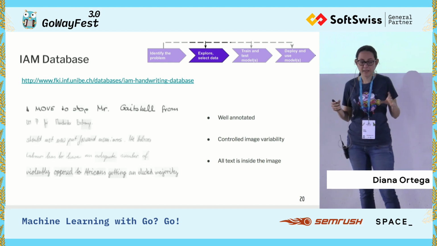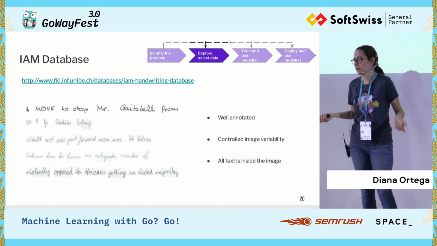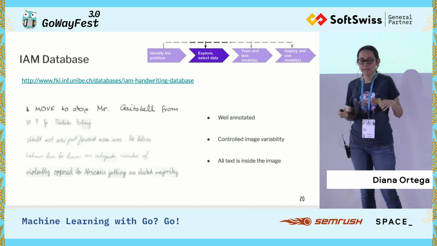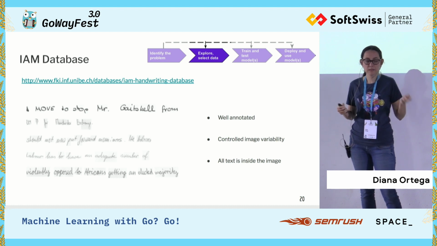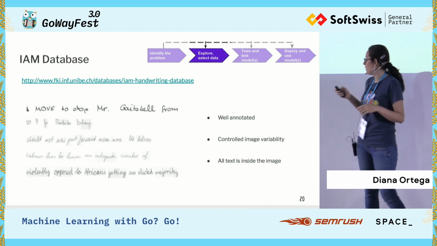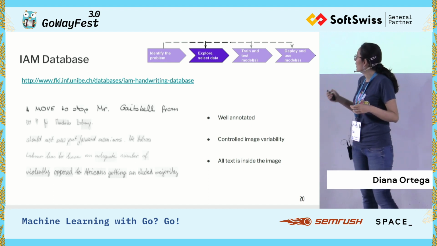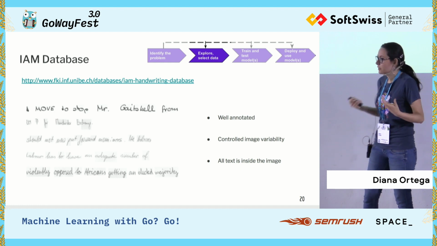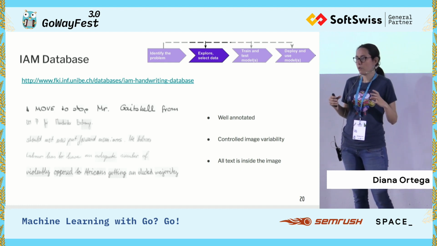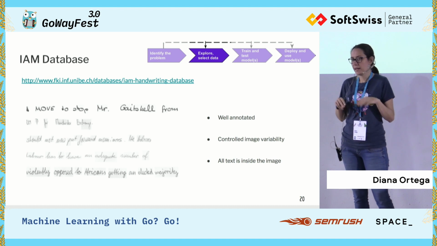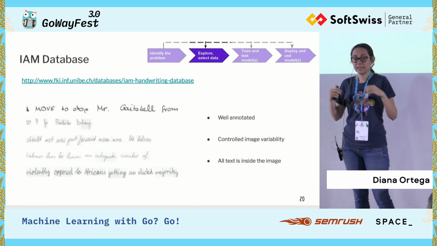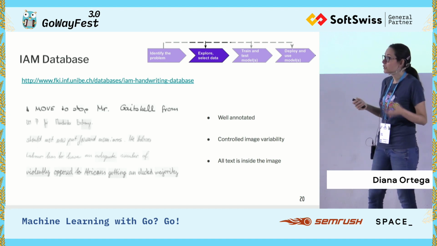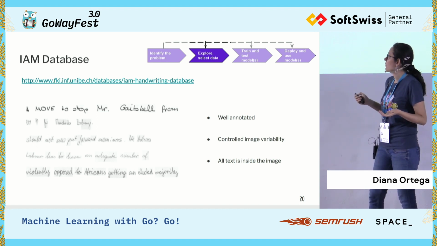I select a database of handwriting because I need some examples to tell the machine how it's going to work. I select a database of handwriting characters called the IAM database. We have a lot of words and text. You can see there are different kinds of text. It's well annotated, which means that we have text in clear that identifies an image, and all the text is inside the image. And we have a controlled variability. We have black over white.